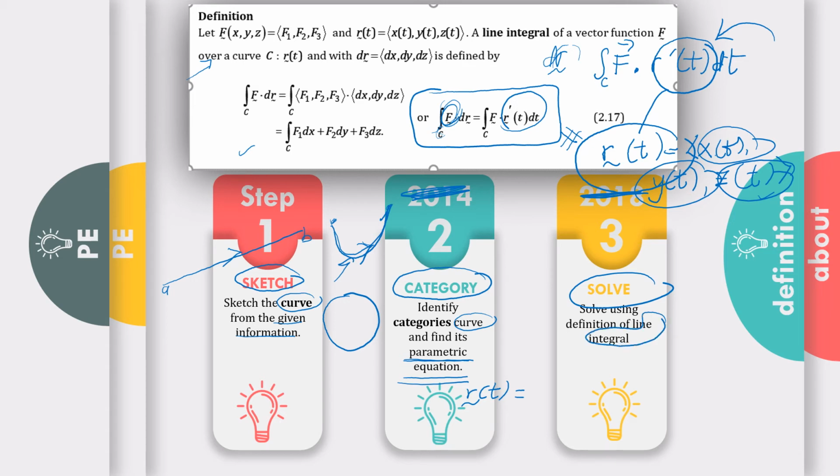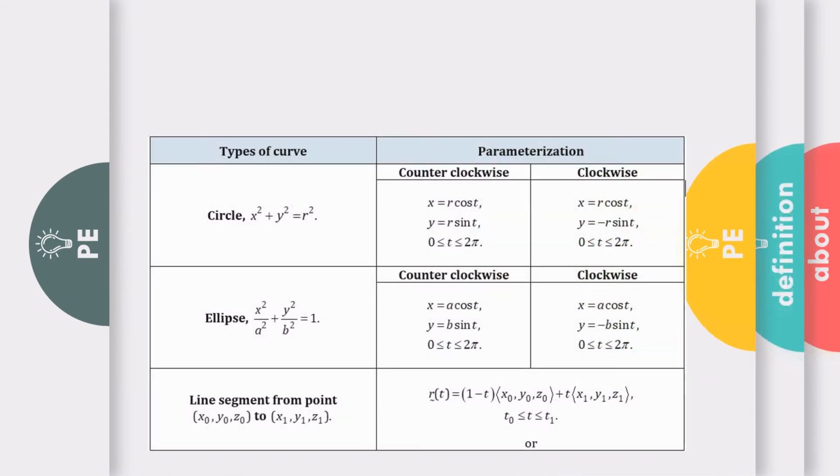So where is the definition? The definition is here: the integral of F dot r prime(t) dt. First of all, find what your r(t) is, and then differentiate, and then dot with your F, and then determine the limits so that you can solve the problem. So what is next?